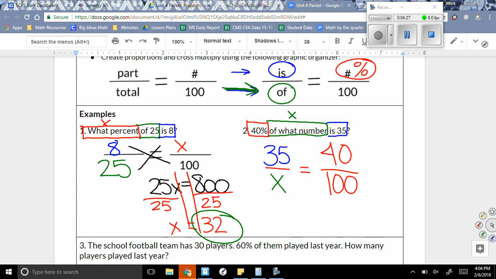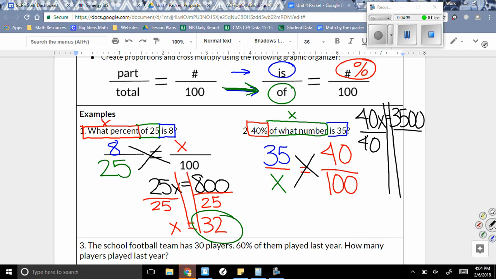Once you get it made, all you're doing is cross multiplying. My equation here is 40x equals 3,500. Draw your railroad tracks, divide by 40. I'm going quick here because we've been doing this for a while. And when you put that into your calculator, you're going to get an answer of 87.5. And having decimals, remember, when we talk about proportions, that's very common. So I'm okay with the decimal there.